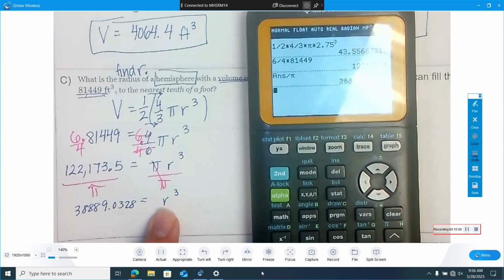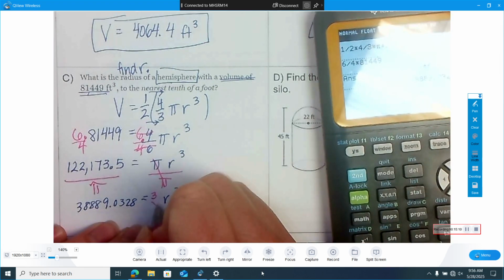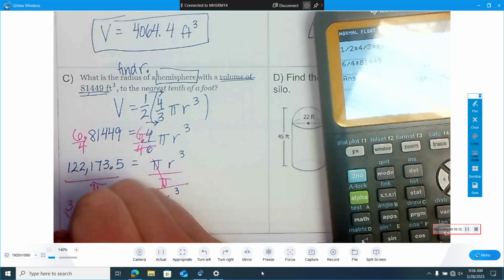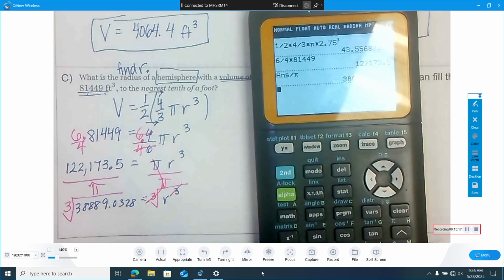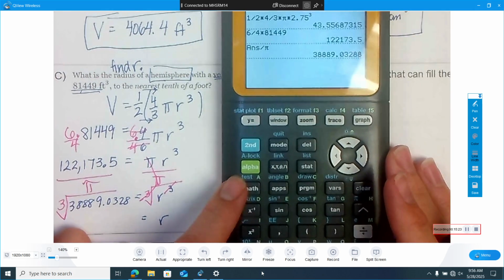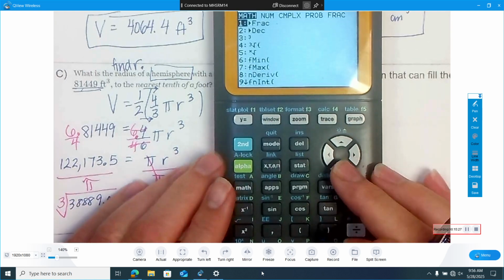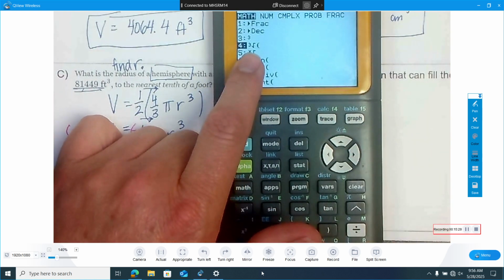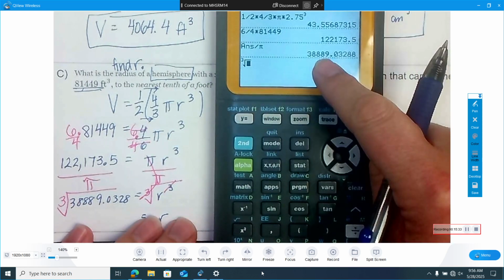A cube root. Very good, yes. To cancel out a power of 3, we need the cube root of both sides. The cube root and the cube undo one another. Where in our calculator do we find a cube root? Math. So we're going to go to the math menu, and in the math menu, number 4 is a cube root. All right, and then I just want to call in my answer.